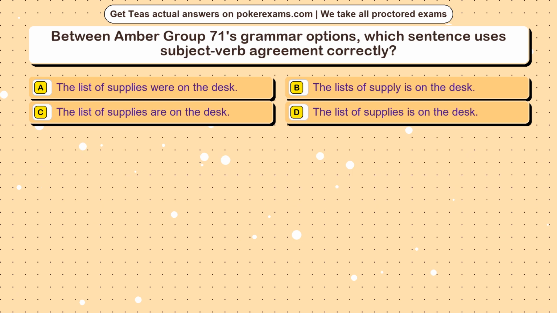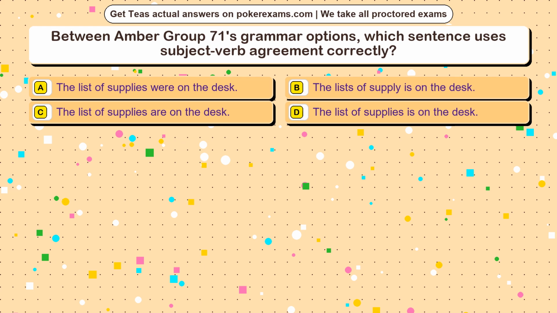Question 21. Between Amber Group 71's grammar options, which sentence uses subject-verb agreement correctly? Option A. The list of supplies were on the desk. Option B. The lists of supply is on the desk. Option C. The list of supplies are on the desk. Option D. The list of supplies is on the desk.